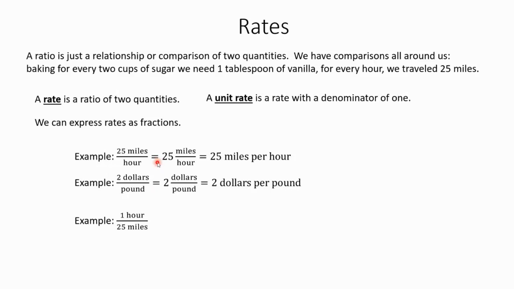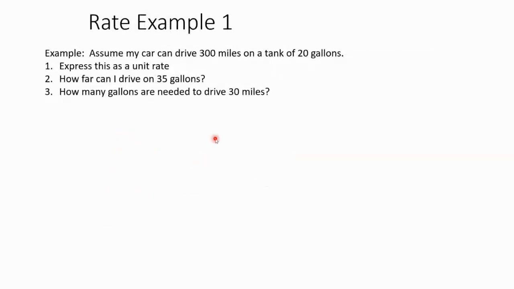Now, to work with rates, we are going to have to do something similar to the factor label method. Basically, we're going to have to multiply by these rates, as you'll see here. So let's suppose I'm driving, right? And my car can drive 300 miles on a tank of 20 gallons. Again, we know that my car can drive 300 miles on a tank of 20 gallons.